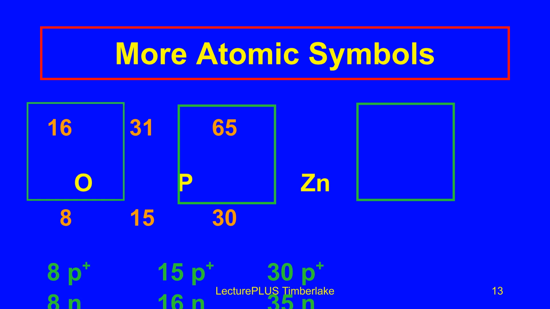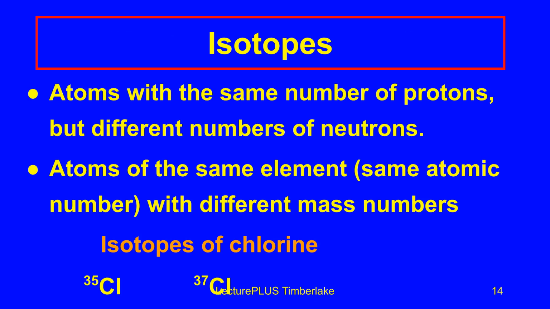Here are more examples of atomic symbols. Oxygen-16 has 8 protons, 8 neutrons, and 8 electrons. Phosphorus-31 has 15 protons, 16 neutrons, and 15 electrons. Zinc-65 has 30 protons, 35 neutrons, and 30 electrons.